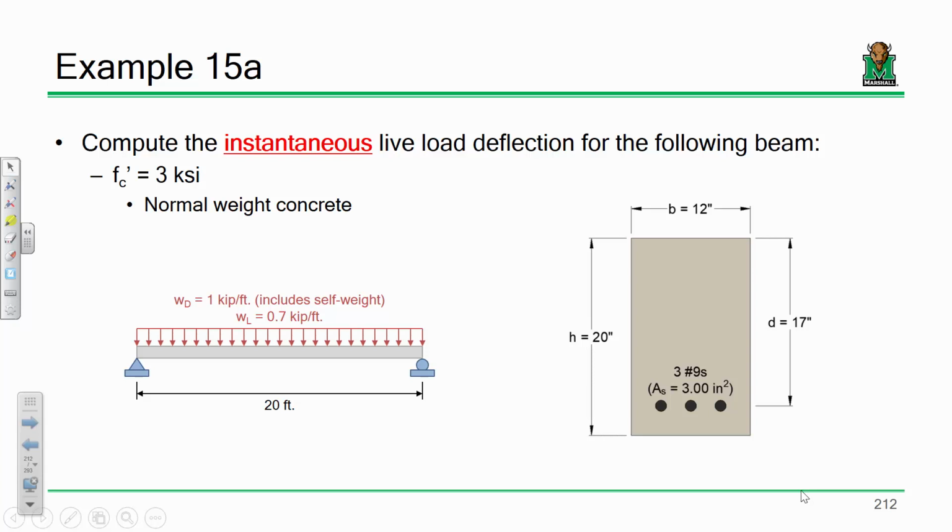We had computed some fundamental parameters. We had gotten the cracking moment, we had gotten the gross moment of inertia, and the cracked moment of inertia. Remember, this is the beam in its fully intact state, and this is the beam in its fully cracked state. So any of the effective moments of inertia that we compute has to be between these two values. So it's a check to see whether or not your math has been done correctly.